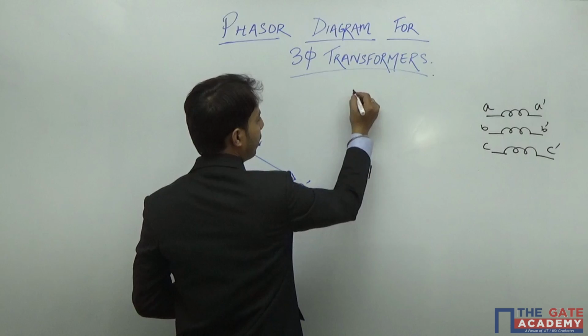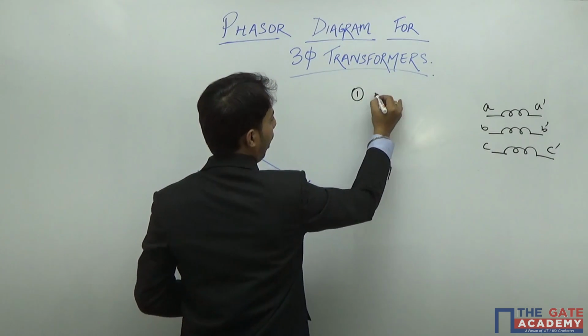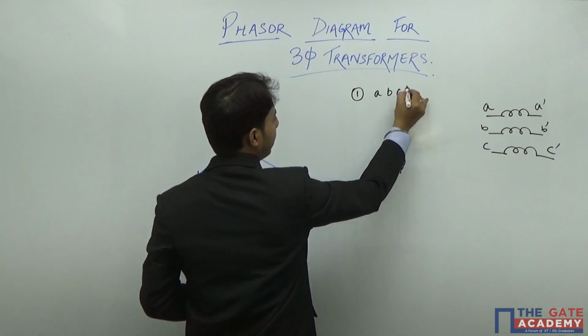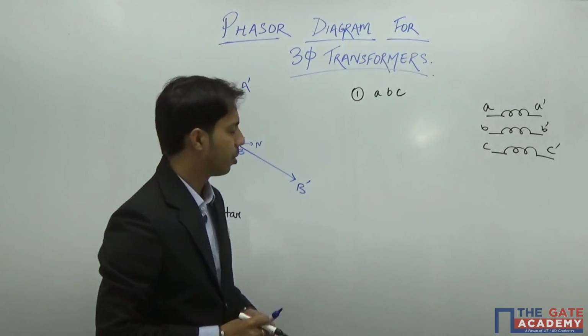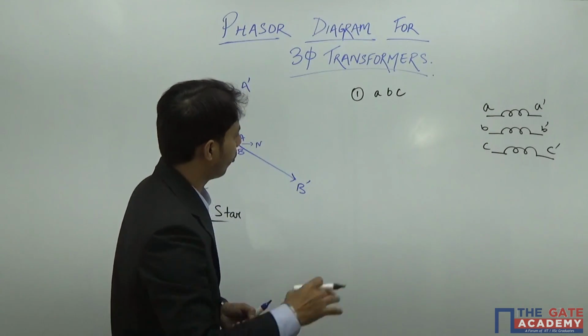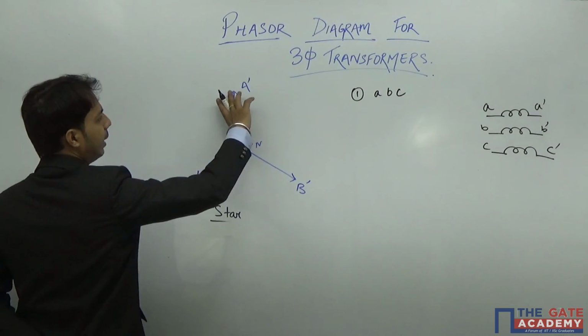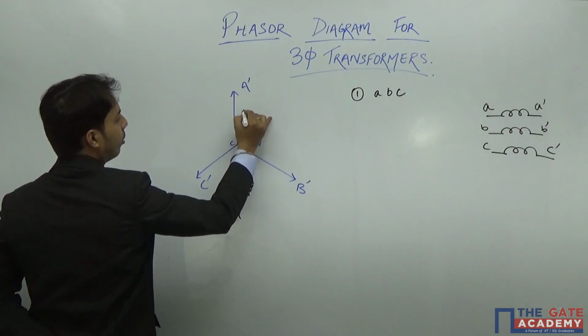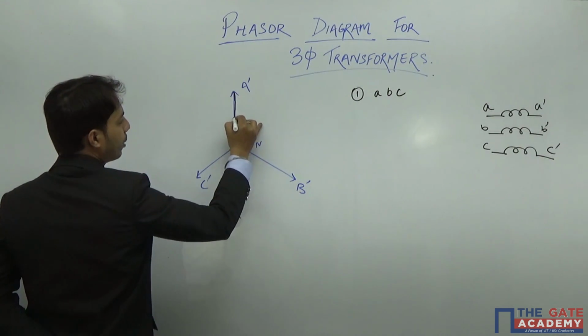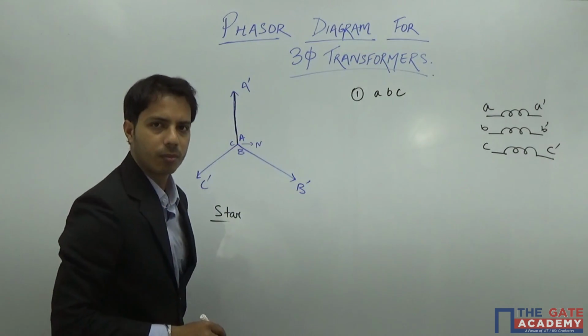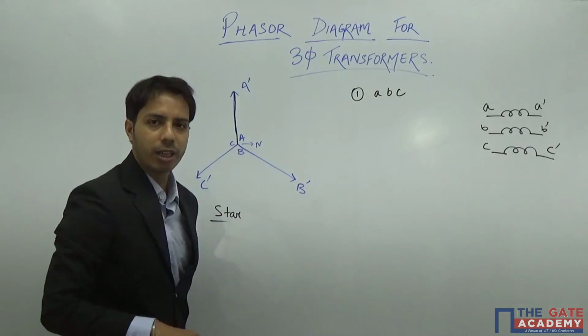So the first possible connection is, I will connect A, B and C. Let me see what happens. So the first thing you have to understand is, this is, say, the A phase of the transformer, and this is the primary side of the A phase.